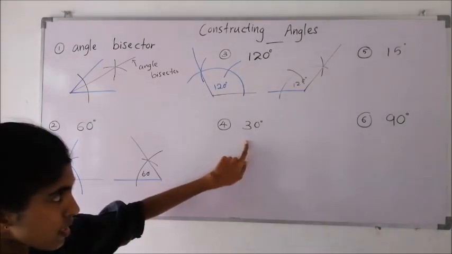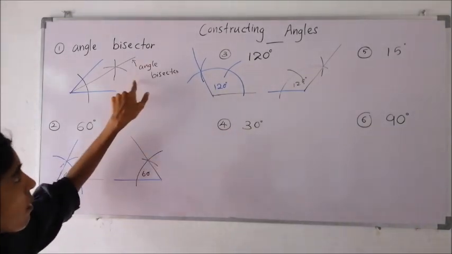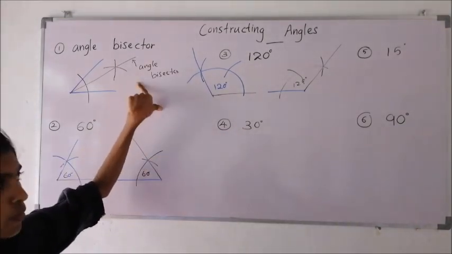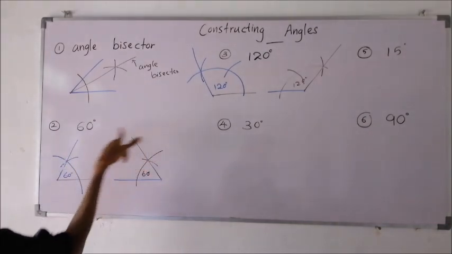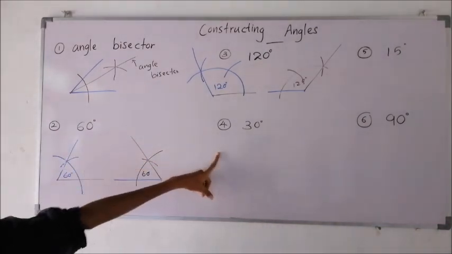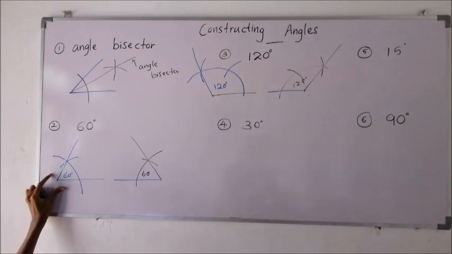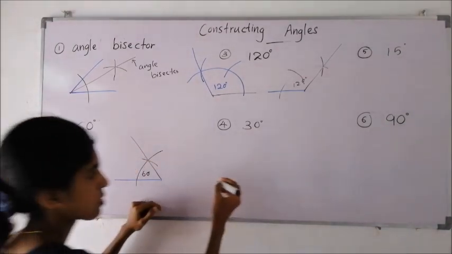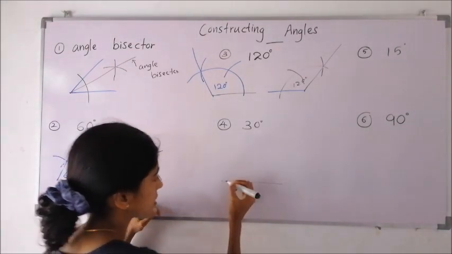Next, 30 degrees. To construct 30 degrees, we want to make an angle bisector. Firstly, you should know that half of 60 is 30 degrees. So when we bisect a 60 degree angle, we get 30 degrees. So this is how we do this.